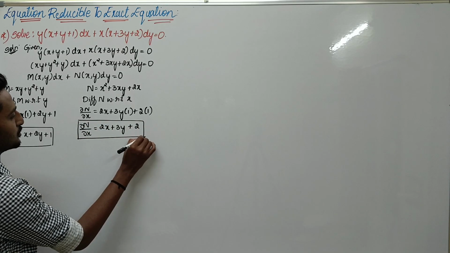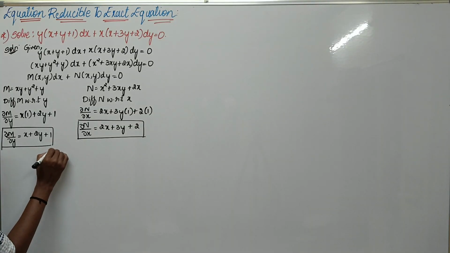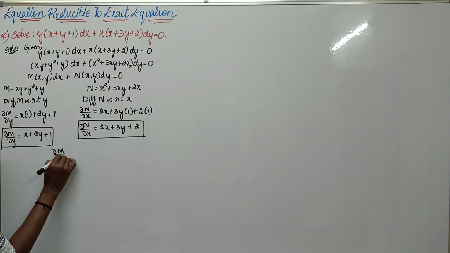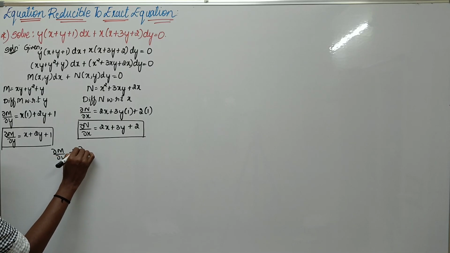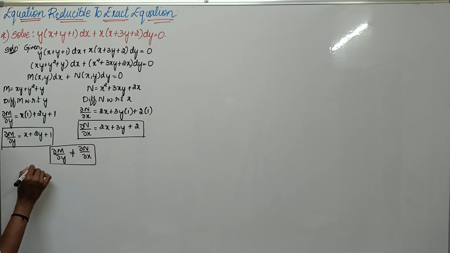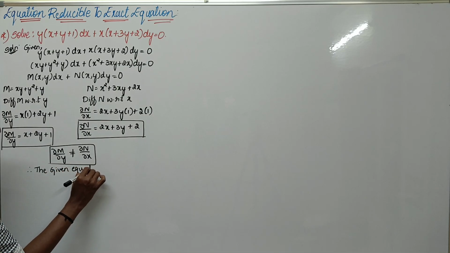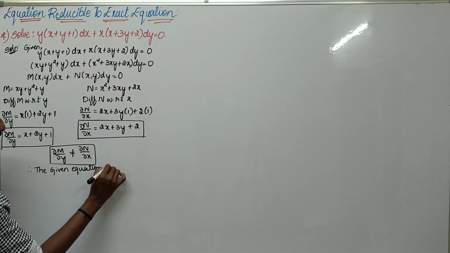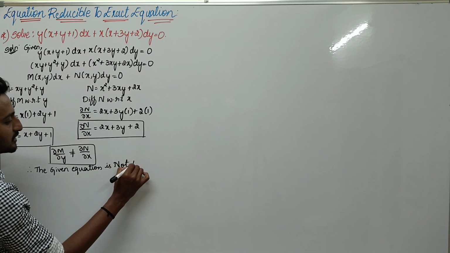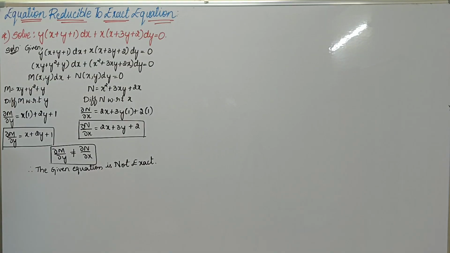Done. We should check dou M by dou y and dou N by dou x. Both are not the same. So dou M by dou y is not equal to dou N by dou x. Therefore, the given equation is not exact. The equation is not exact, but I need to reduce this equation into exact form.